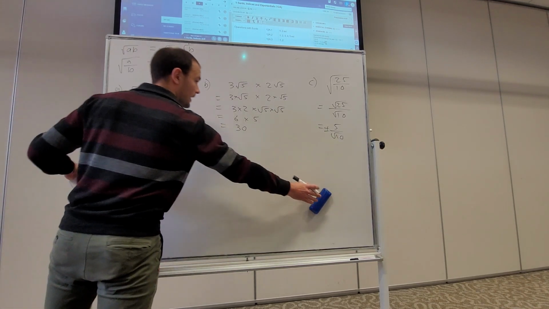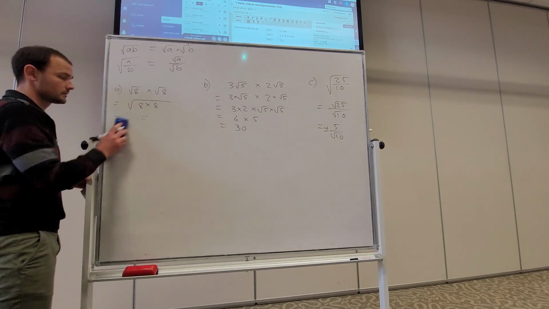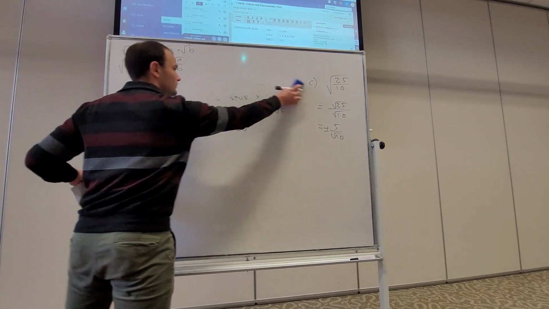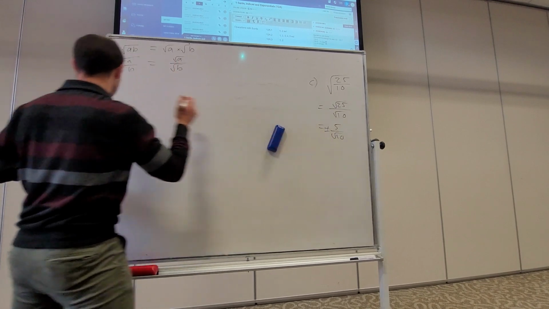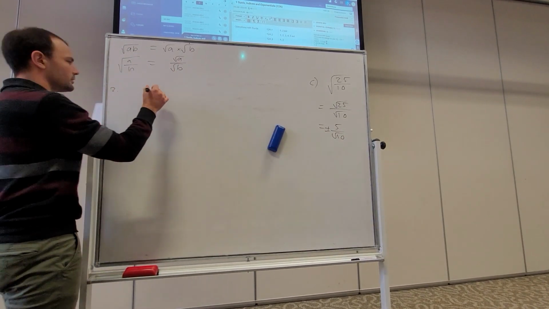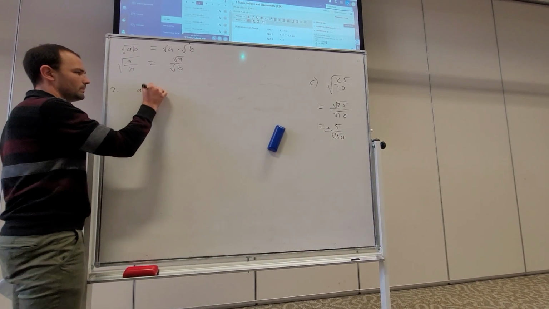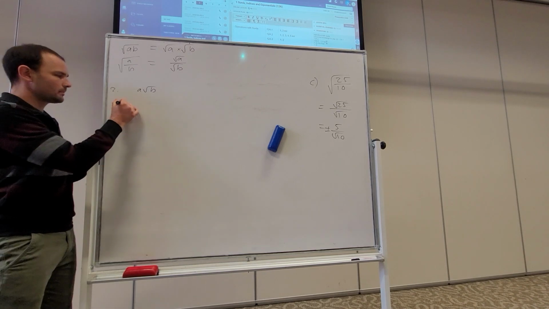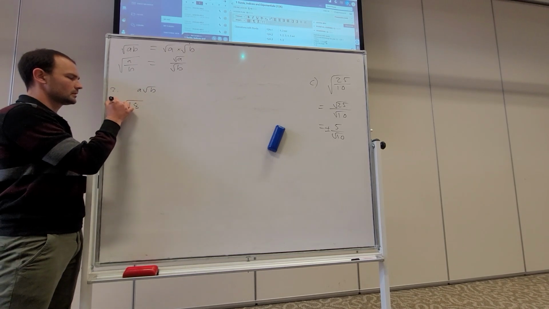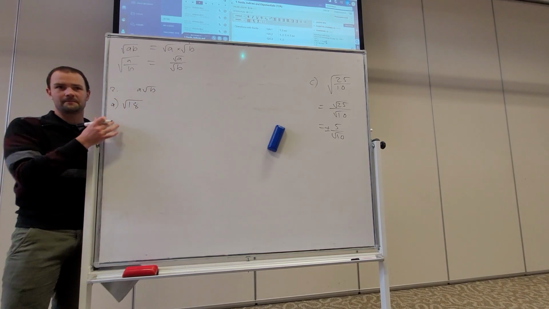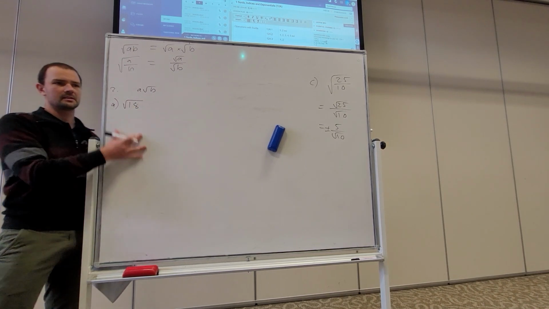So I might clear off A, B, C unless there's any questions. All right. Question 2 says, write in the form A root B. Now this kind of question is something that we practice a fair bit to develop an understanding of.